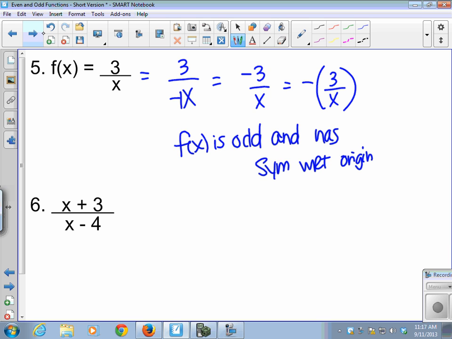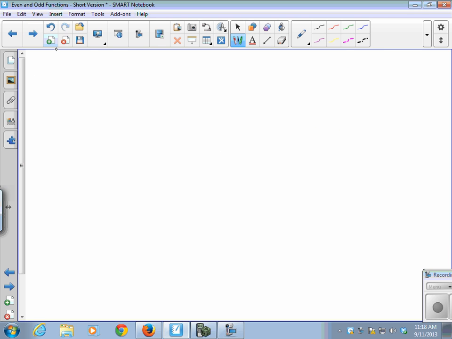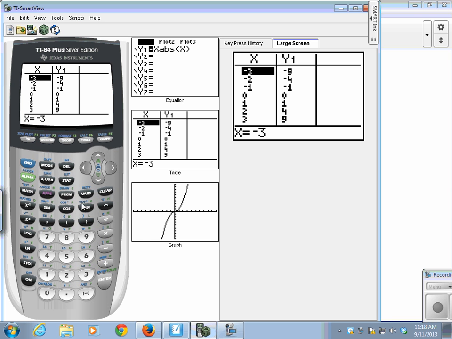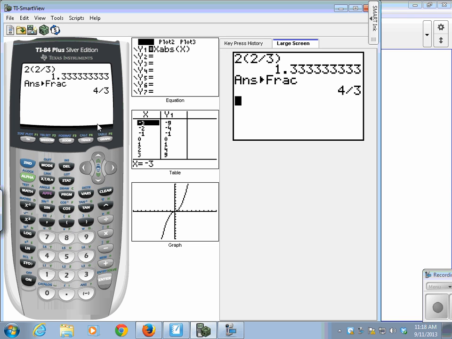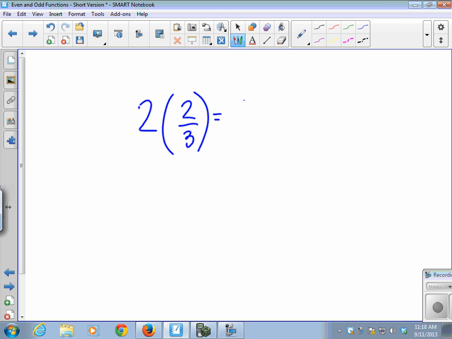Okay, before we do number 6, I want to just go over a little bit on how we multiply fractions. Alright, so when we multiply fractions, let's just look at an easy one. Let's do 2 times 2/3. If I did 2 times 2/3, I'm going to do that in the calculator so you can see what that's going to be. So 2 times 2 over 3. I'm going to change it to a fraction. And so you can see that the only number that we multiplied that 2 by was the other 2 in the top. So that would give me 4/3.